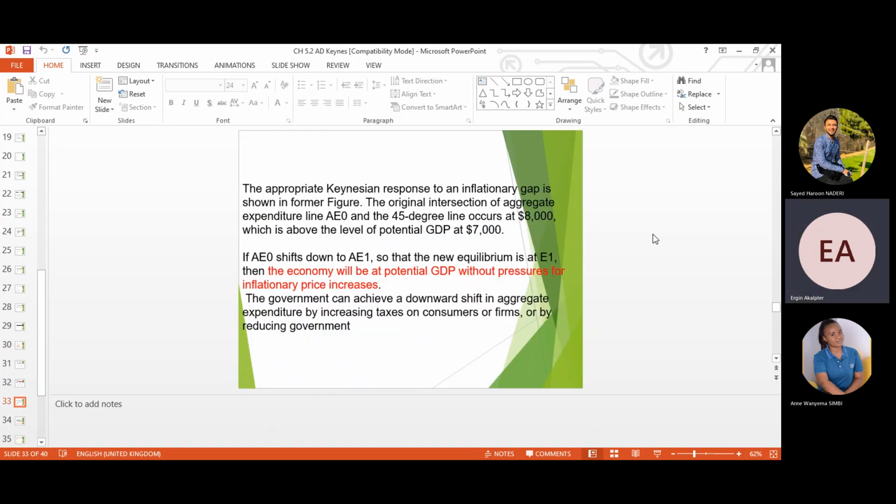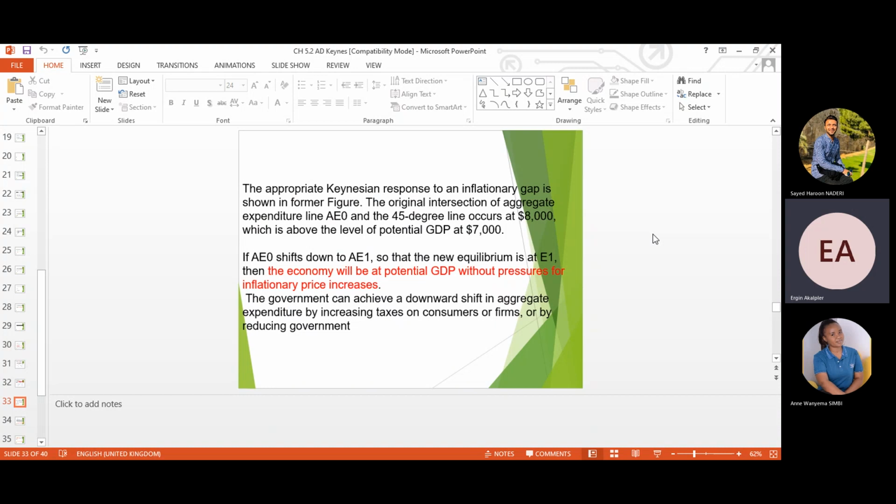The appropriate Keynesian response to an inflationary gap is shown in the figure. The original intersection of aggregate expenditure 0 and the 45-degree line occurs at 8,000, which is above the level of potential GDP at 7,000. If aggregate expenditure 0 shifts down to aggregate expenditure 1 so that the new equilibrium is at equilibrium 1, then the economy will be at potential GDP without pressures for inflationary price increases.